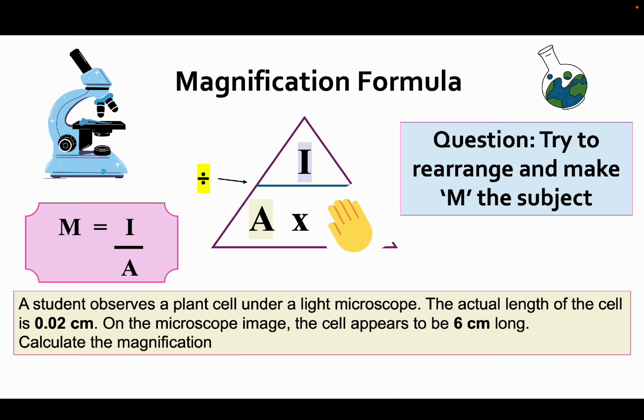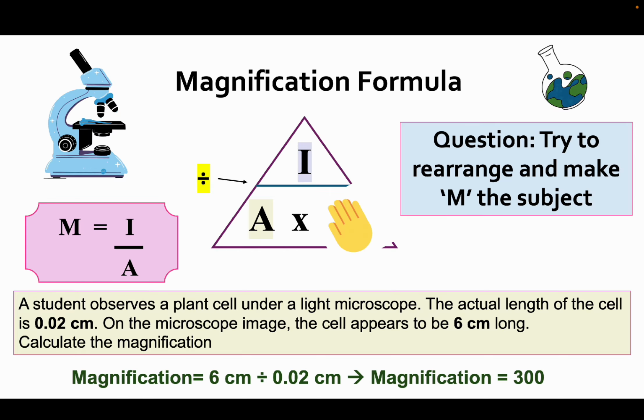Let's try this question. A student observes a plant cell under a light microscope. The actual length of the cell is 0.02 centimeters. On the microscope image, the cell appears to be 6 centimeters long. Calculate the magnification. The magnification is 6 divided by 0.02 centimeters, and that should give you 300. Note how there are no units, and sometimes you can just write a cross at the end.